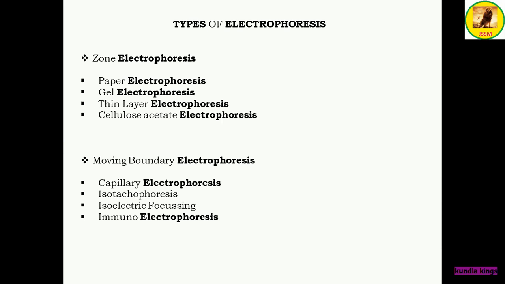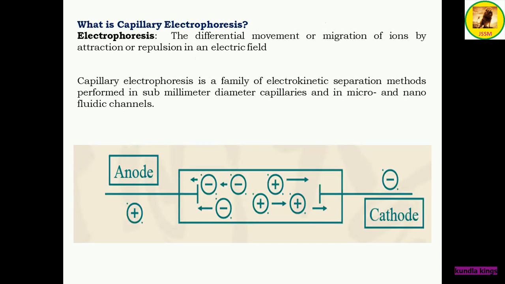Types of electrophoresis: zone electrophoresis and moving boundary electrophoresis. Zone electrophoresis consists of paper electrophoresis, gel electrophoresis, thin layer electrophoresis, and cellulose acetate electrophoresis. Moving boundary electrophoresis includes capillary electrophoresis, isotachophoresis, isoelectric focusing, and immunoelectrophoresis. What is capillary electrophoresis? It is a family of electrokinetic separation methods performed in sub-millimeter diameter capillaries and in micro and nano fluidic channels.